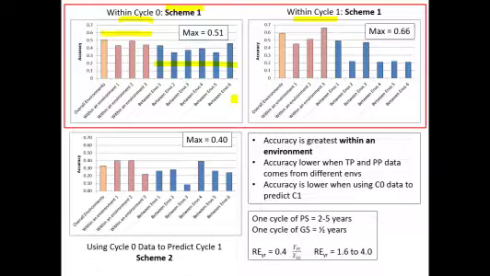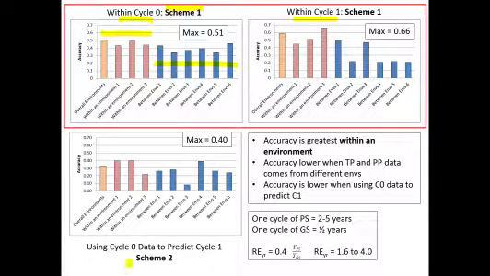And one thing you notice is that accuracy of genomic selection is greater when you do it within a certain environment than when you try to use data from one environment to try to predict the other. And this is undoubtedly due to the genotype by environment interaction between the different environments.